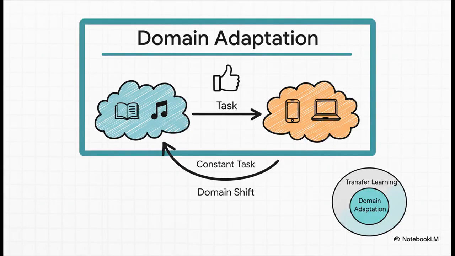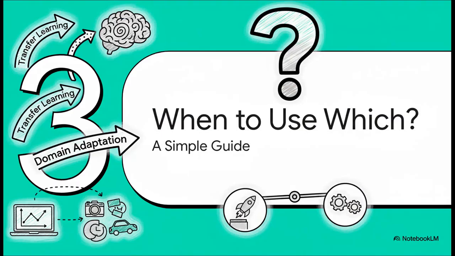So, for domain adaptation, the task, sentiment analysis, doesn't change. What changes is the domain of the data, going from media reviews to electronics comments. And here's the really important part. Domain adaptation isn't some totally separate thing. It's actually a specific and very common type of transfer learning. Okay, so we've looked at both of these ideas. Now let's get down to the brass tacks and answer our original question. When do you use which one?